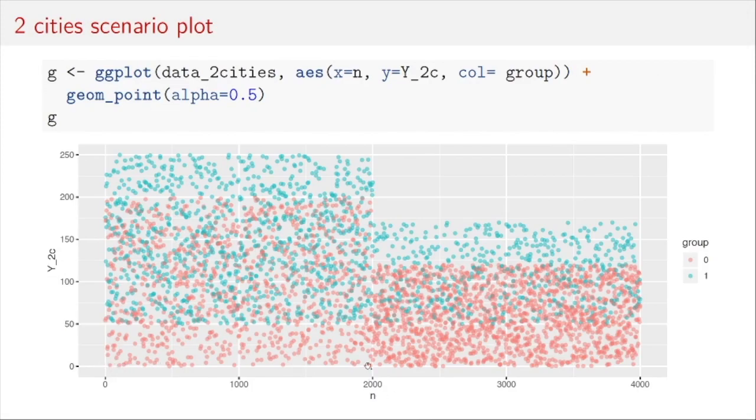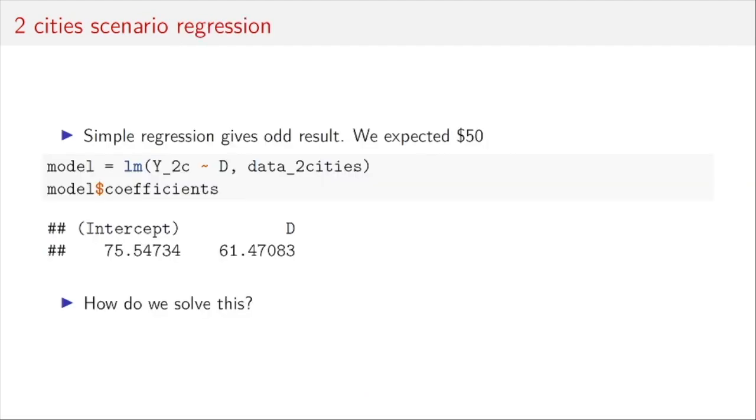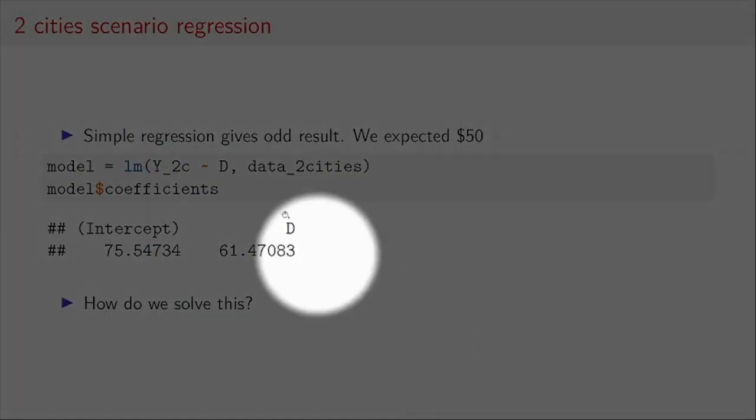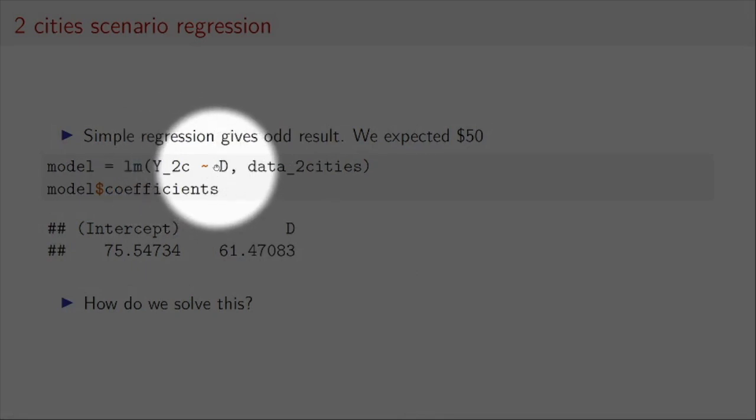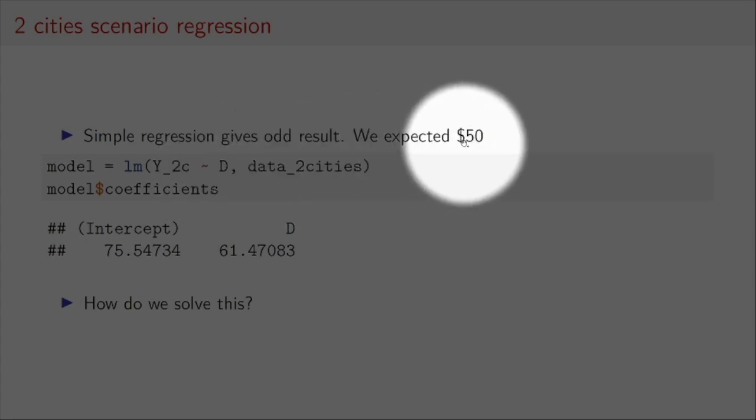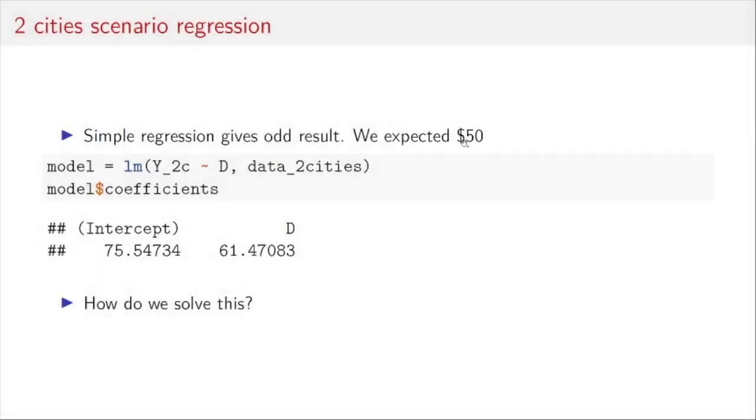The people with IDs between 0 and 2000 are the first city. The ones with IDs above are the second city. Again, you see that the treatment group in blue has higher incomes, but in the second city, everybody has lower incomes in general. So now we do what we originally did. We just run a model of our income post-treatment on a treatment dummy, and we expect to get $50. This is, after all, the amount that we transferred to people.